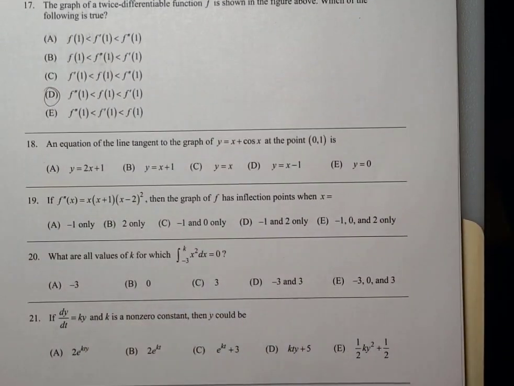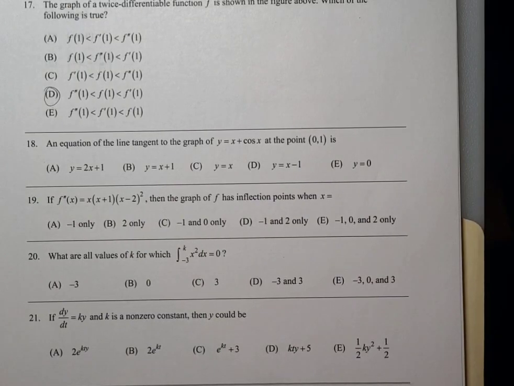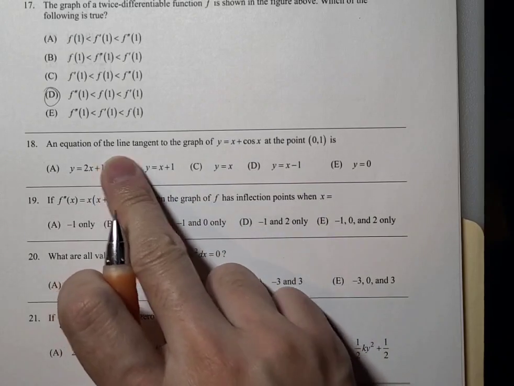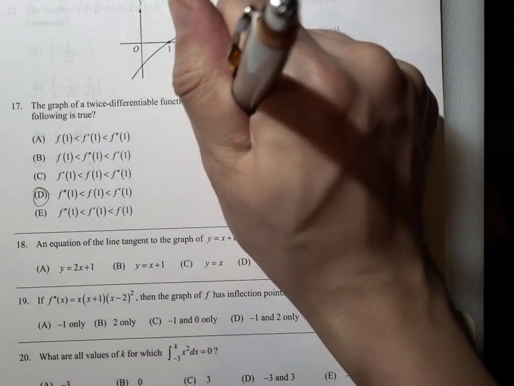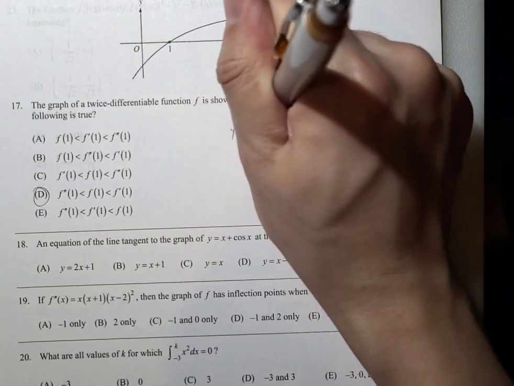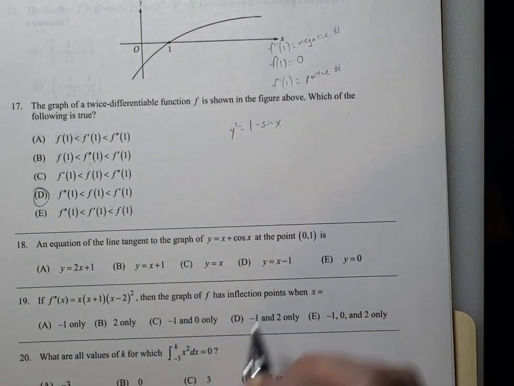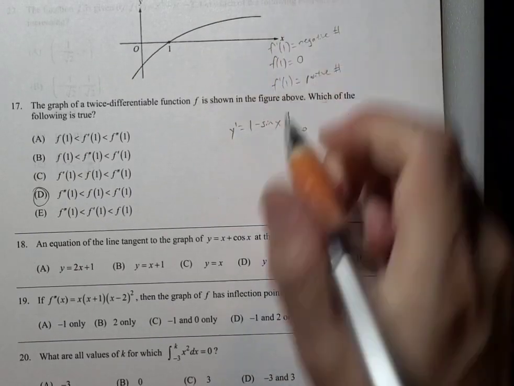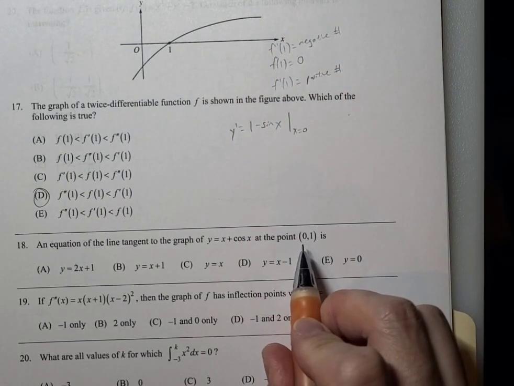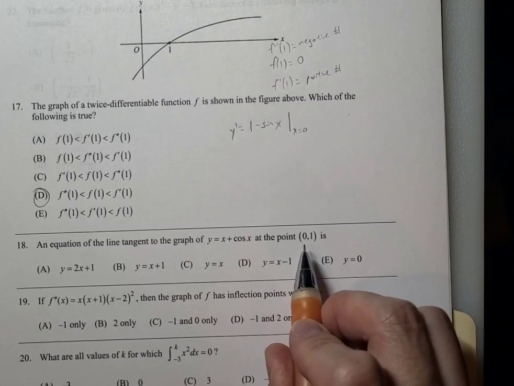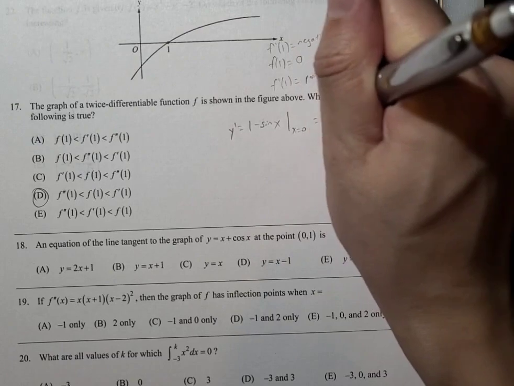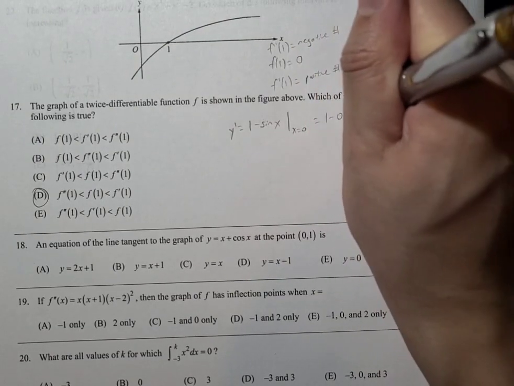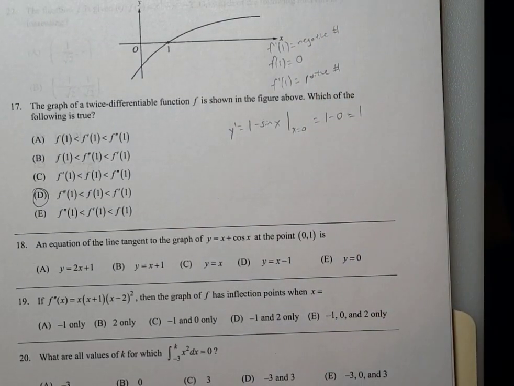Simple as that. The equation of the line tangent to the graph of y equals x plus cosine x at the point (0, 1) is, we want the slope of the tangent line first, so we need to get the derivative of this guy. Y prime is 1 minus sine x. We evaluate this at x equals 0. Why is that? Well, that's where the point is. We want the tangent line at that point, so x is equal to 0. Which is 1 minus 0, which is 1. So that's the slope.